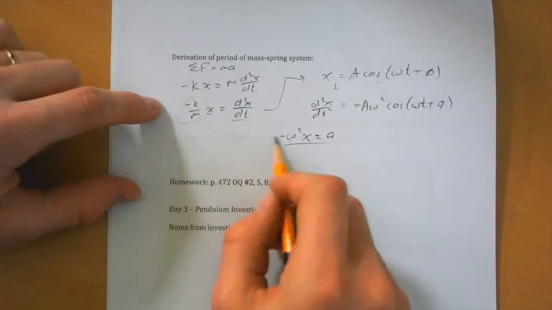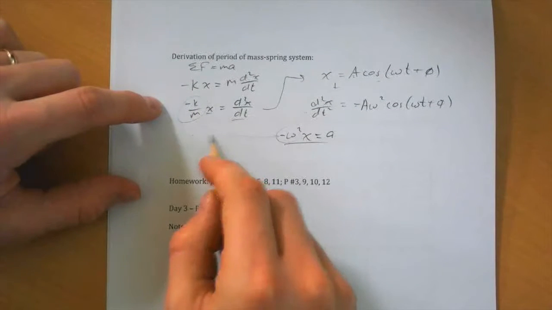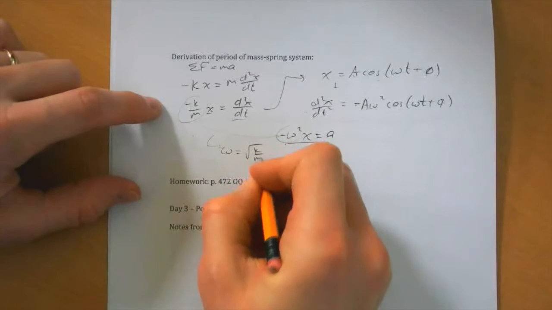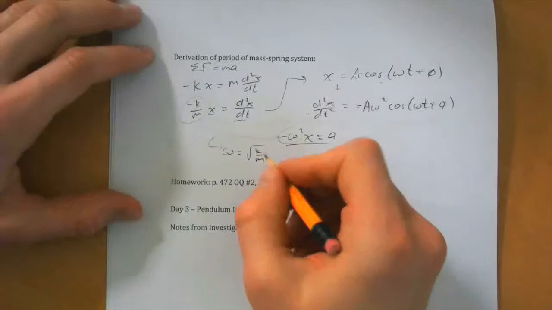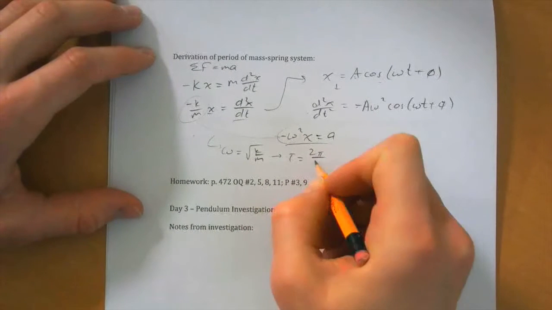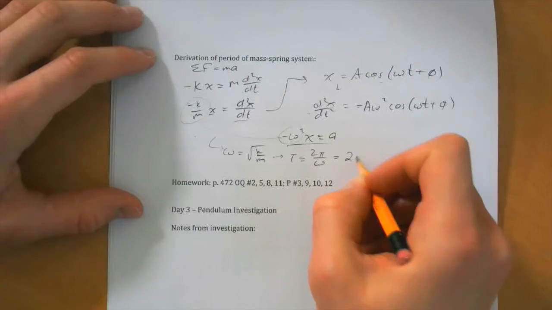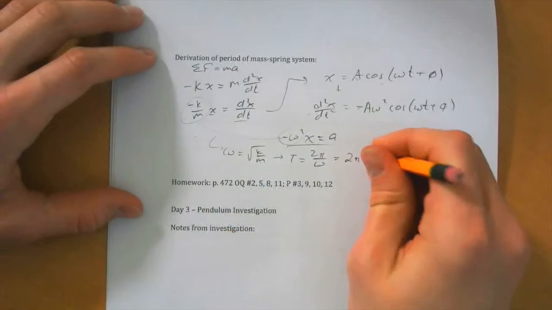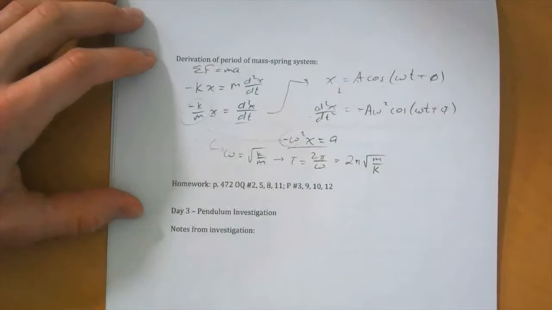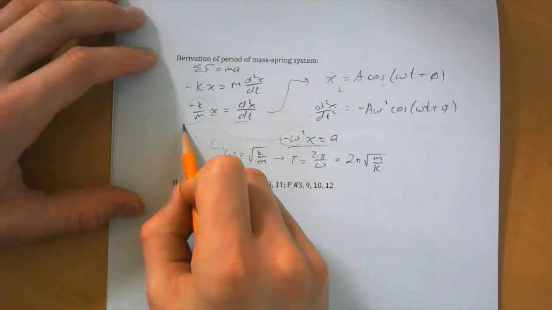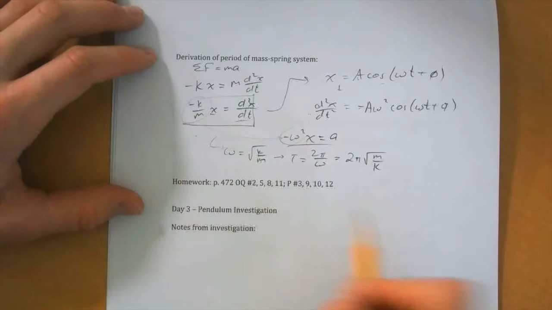Negative k over m equals negative omega squared. So omega equals square root of k over m. And therefore, period is 2 pi over omega. So that's 2 pi over root k over m, which causes this fraction to flip, which gives us 2 pi root m over k.